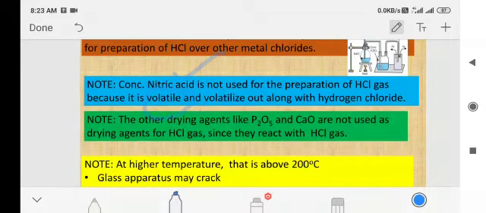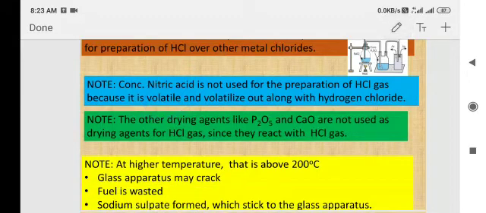Volatile means the substance which can evaporate very easily. Those substances are called volatile substances. Suppose if you take a sanitizer in your hand, it evaporates within no time. So such a substance we call a volatile substance. Since nitric acid is a volatile substance, it is not used for the preparation of HCl. Okay, I think it is clear for you.